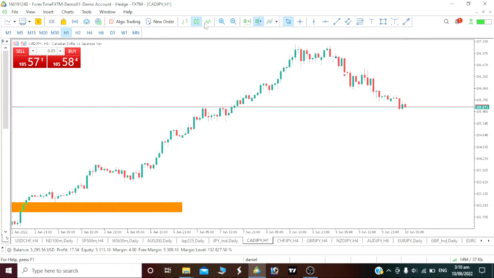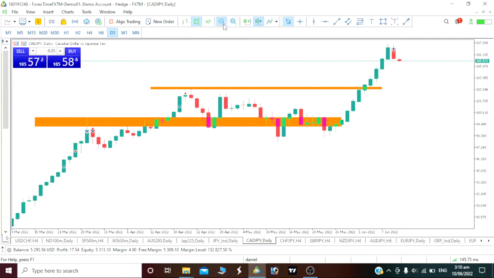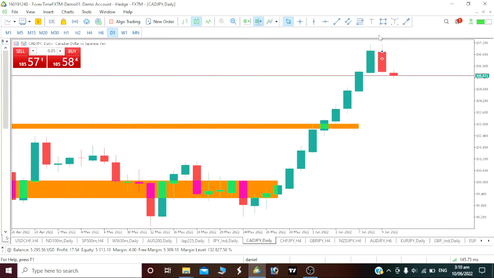Now we'll be analyzing our CADJPY. Let's start from our daily time frame now. As you can see, our CAD has actually been going bullish because our JPY has actually been falling. So yesterday we actually had a fall because our JPY went bullish. Definitely today too we are going to be having a fall. At least to 100 pips, we should be able to have a fall at least 100 pips.